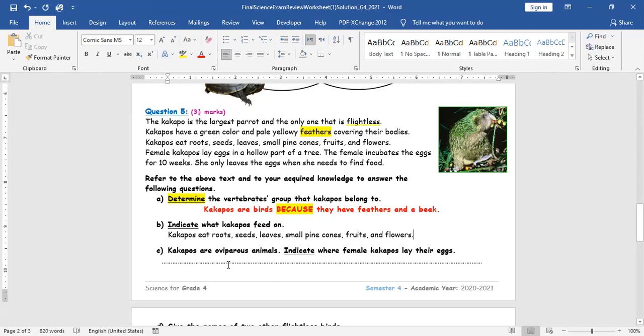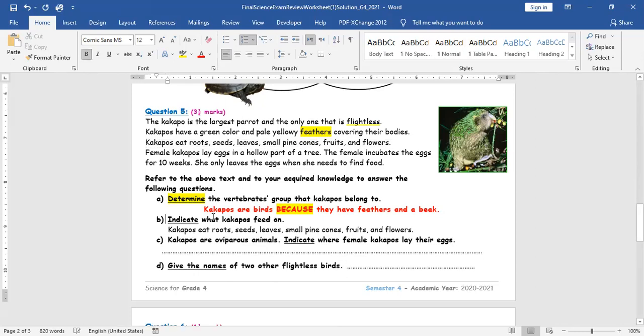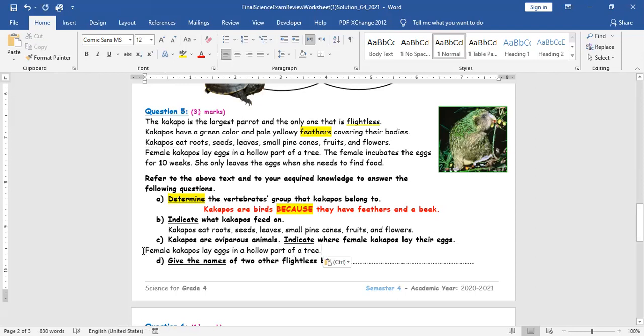Okay. Kakapoos are oviparous animals. Where do female kakapoos lay their eggs? Also, the answer for this question is found in the text. Females lay eggs in a hollow part of a tree.